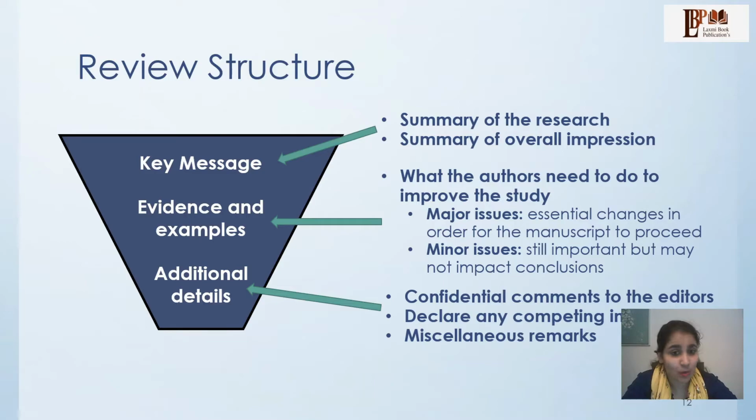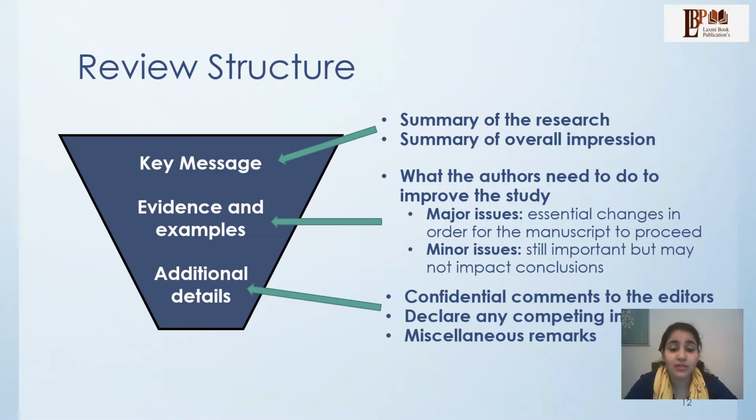So now you'll ask, what are major issues and minor issues? So my dear friends, major issues are those essential things which are considered to be a must before the manuscript is considered further. Whereas the minor issues are also important, but these are comparatively smaller in scope and they don't actually affect the overall conclusions. For example, giving more context or additional references.